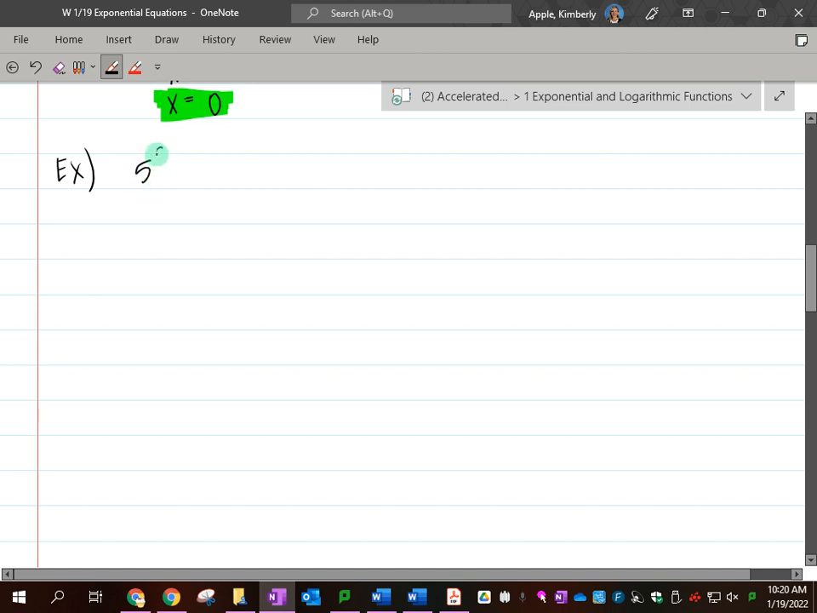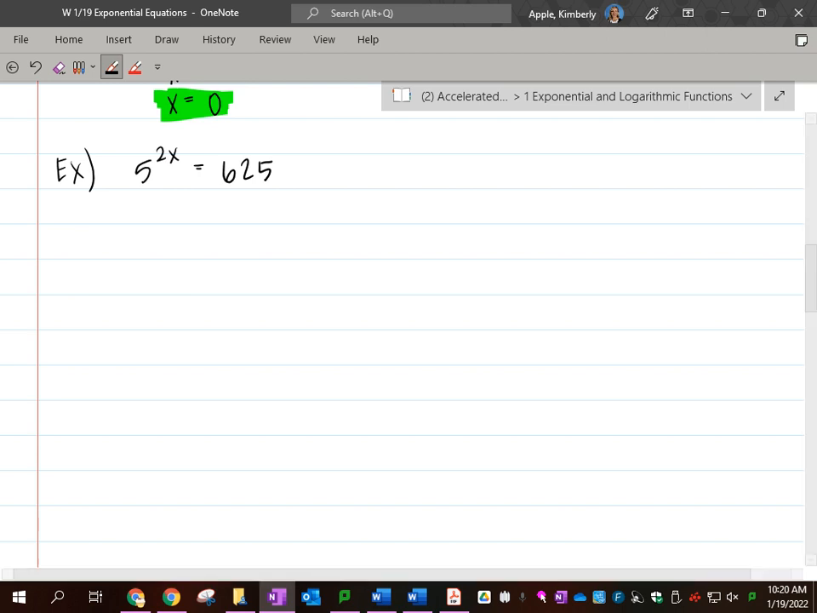Let's do another one. So this is 5 to the 2x equals 625. We're going to solve this one using like bases too, but unfortunately that's not the case in the form it's in right now. So I'm going to see if I can write 625 as a power of 5. You can just check in your calculator: 5 to the third is 125, 5 to the fourth is 625. So I'm just going to rewrite that number.